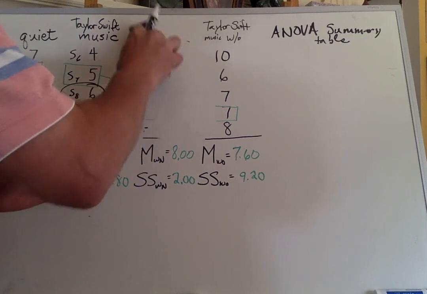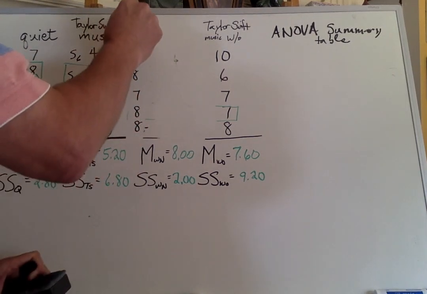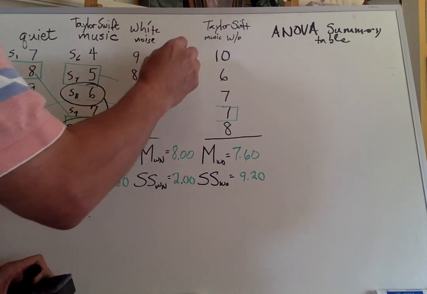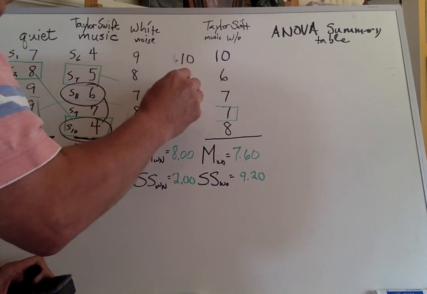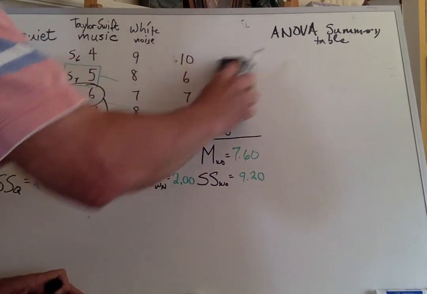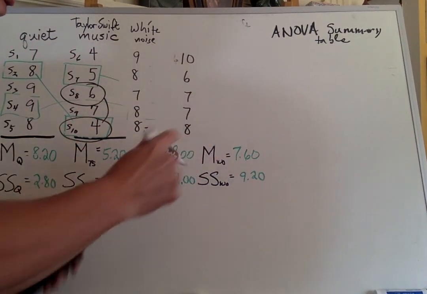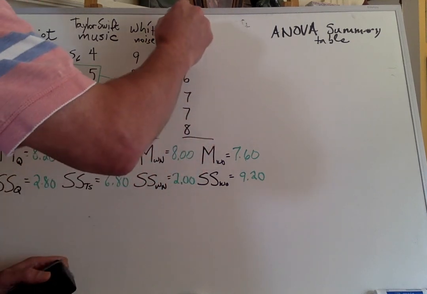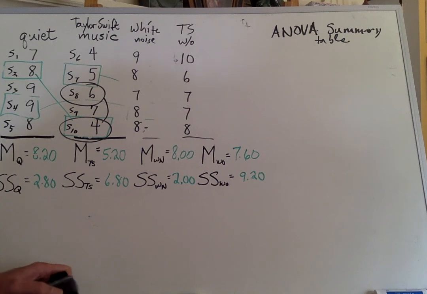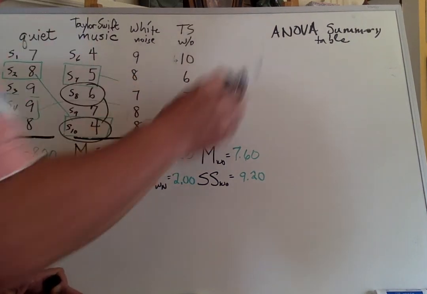For the white noise. For the Taylor Swift, 10, 6, 7, 7, 8. Okay. That's the Taylor Swift without lyrics. Okay. That gives me more room for my analysis of variance summary table.